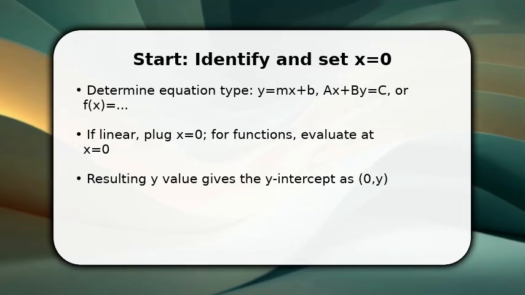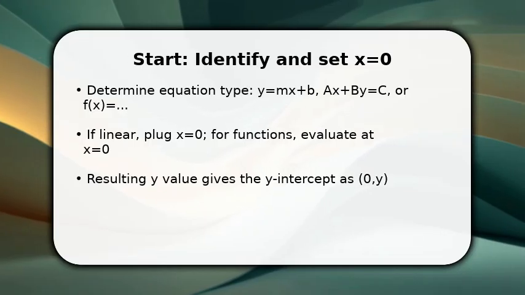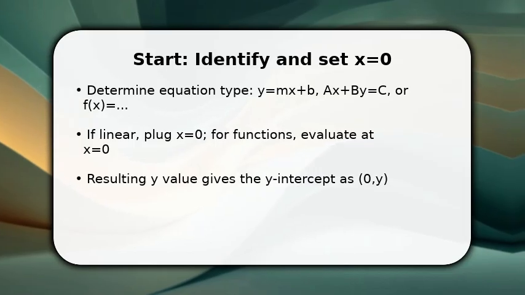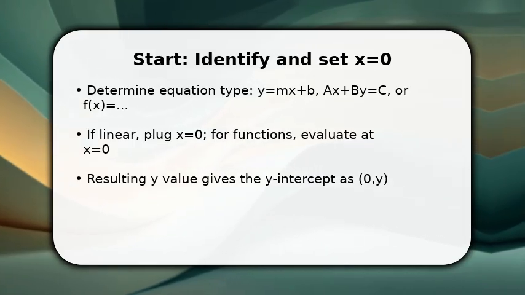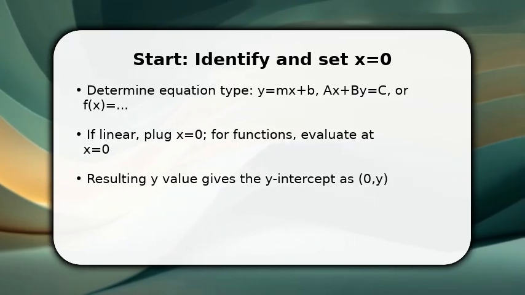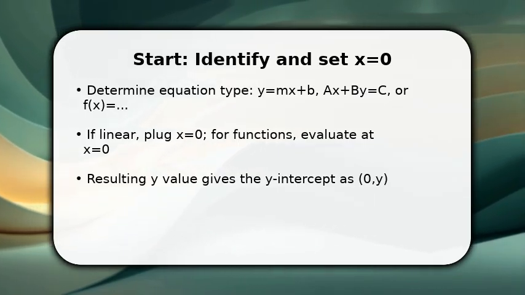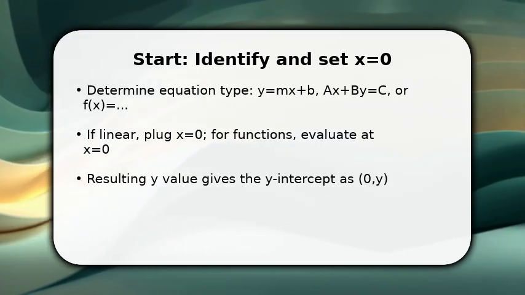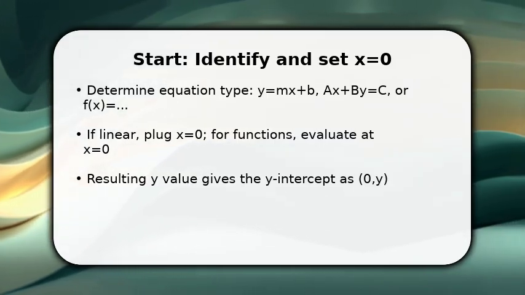You start by identifying the equation form so you can choose the fastest route. Once identified, immediately set x equal to 0 and substitute into the equation. This removes x terms and isolates y. Make sure to simplify constants and combine like terms so you have a single y value. This step gives you the coordinate of the y-intercept directly.